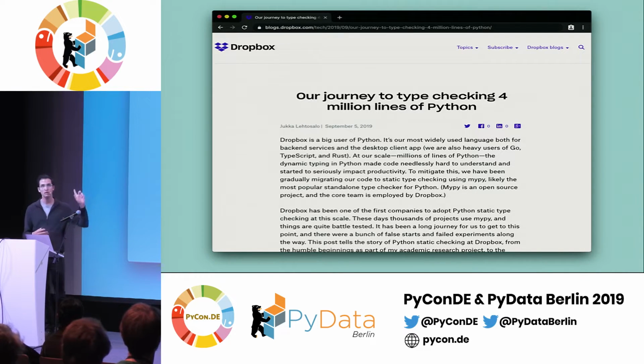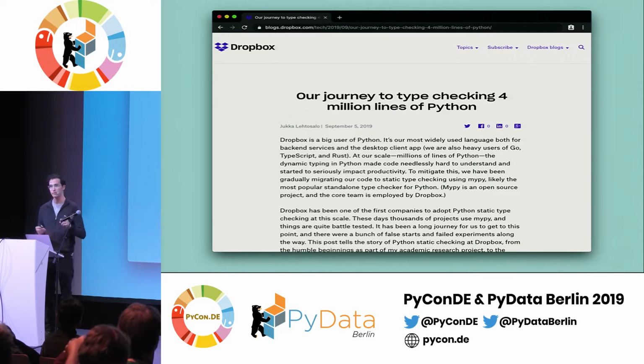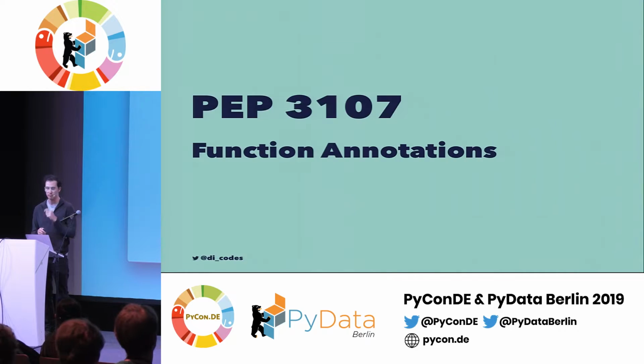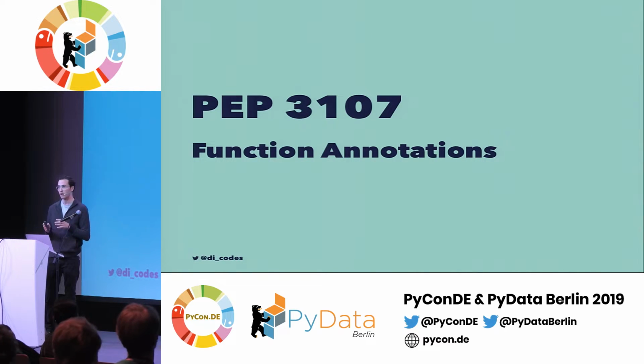So not too long ago, they wrote a really excellent blog post about their journey from going from 0 typed code to millions of lines of typed Python. But it's not just their journey alone. There were some other things that led up to it as well. So the first thing was PEP 3107, Function Annotations. And we got this in 2006 in Python 3.